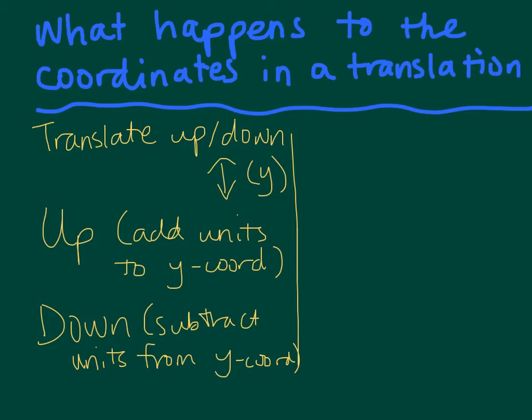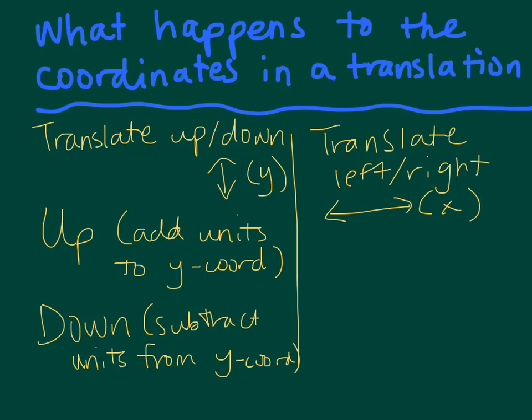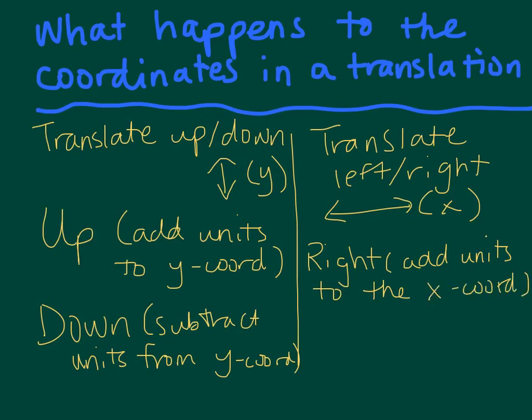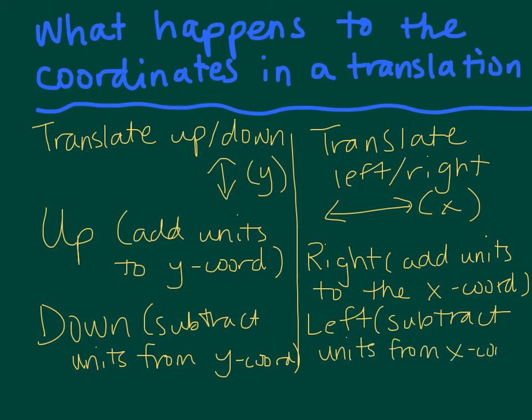Okay, and then if I translate left or right, that is going to change my x coordinate. So if I go to the right, I add units to the x coordinate, and if I go to the left, I subtract the units from the x coordinate.